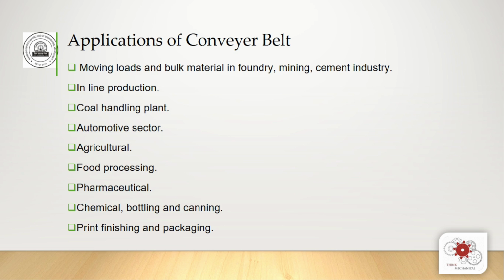seen in a number of videos over the internet. So automotive sector, then agriculture, food processing, the pharmaceutical industry, the chemical industry, bottling and canning plants, then print finishing and packaging. You can take any example or any industrial application and you will find that there is a use for the belt conveyor as a material handling system. So these are various applications of belt conveyors.